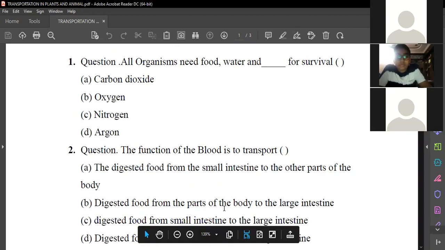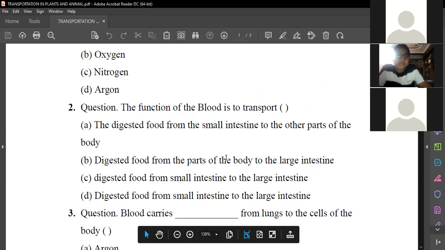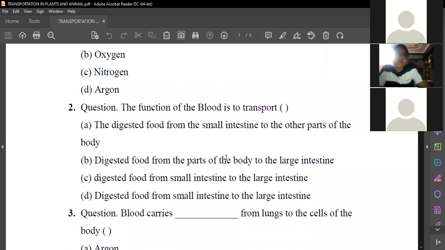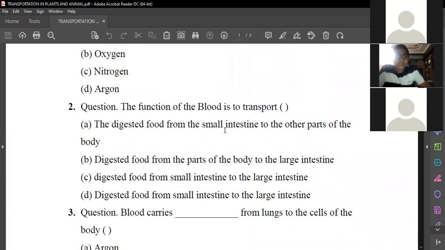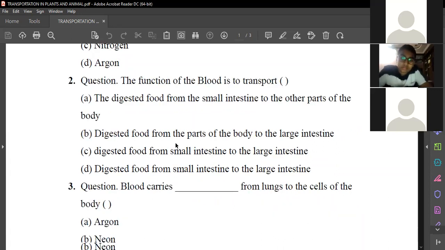Second one: the function of the blood is to transport digested food from the small intestine to other parts of the body. Digested food from the small intestine to the large intestine? Both options are the same. The answer is digested food from the small intestine to the other parts of the body. Very good. Option A is the correct answer for the second one.